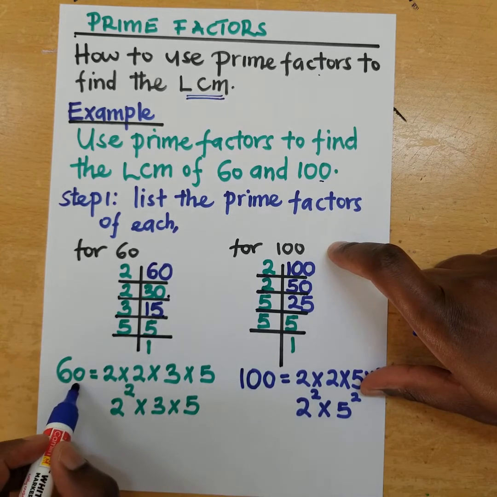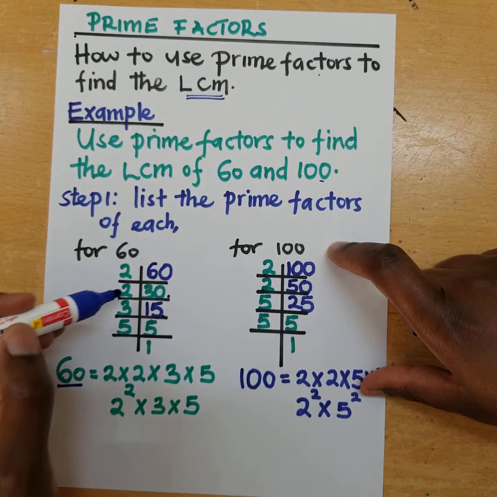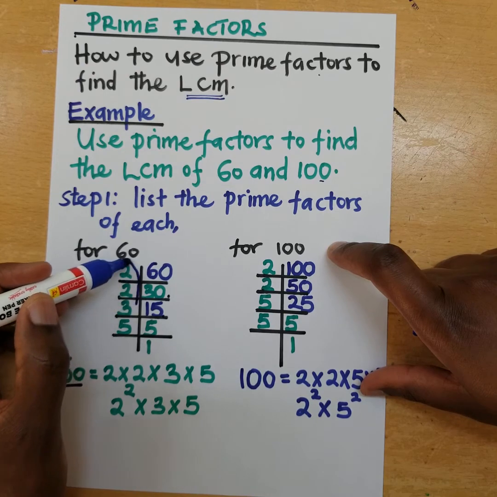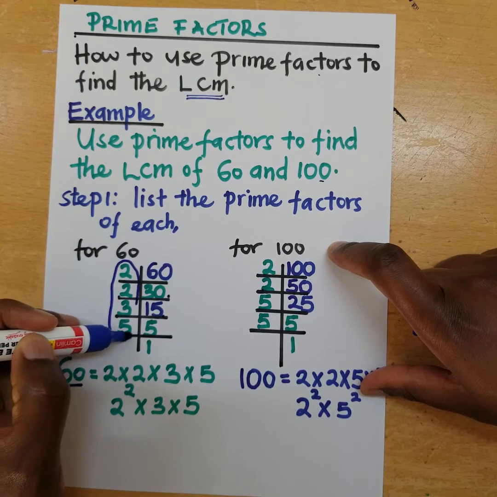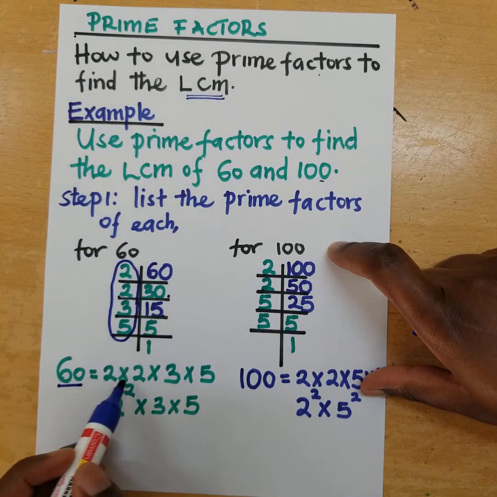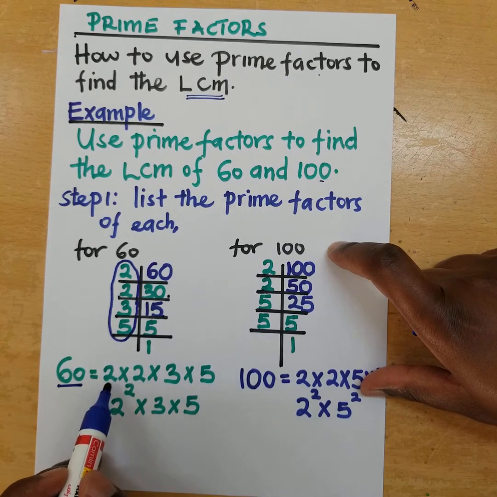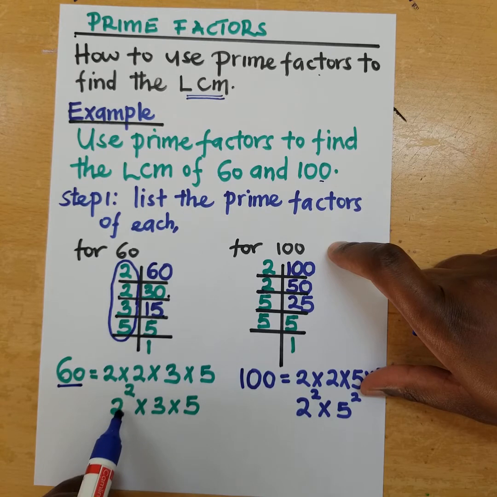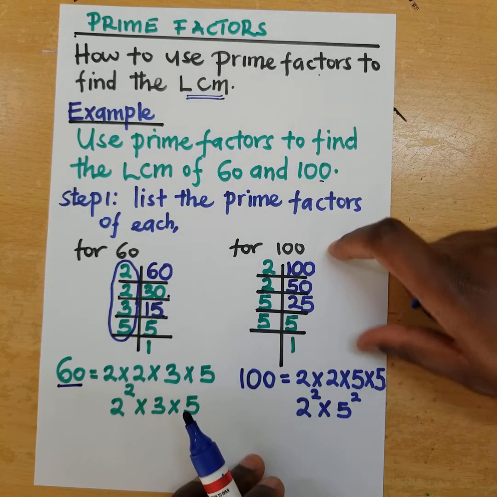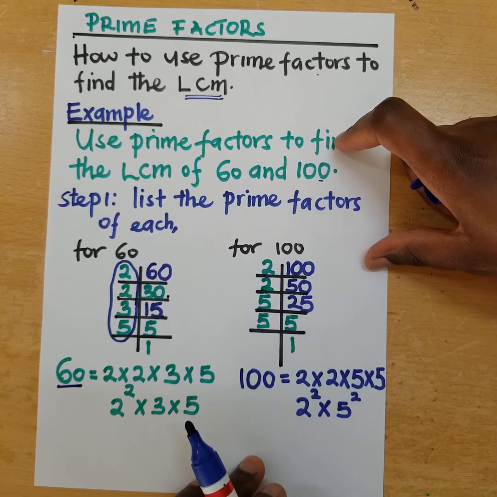So for me to write 60, it is the same as 2 times 2 times 3 times 5. But remember what we said, if we have 2 times 2, it is the same as 2 squared times 3 times 5. What about if I have 100?